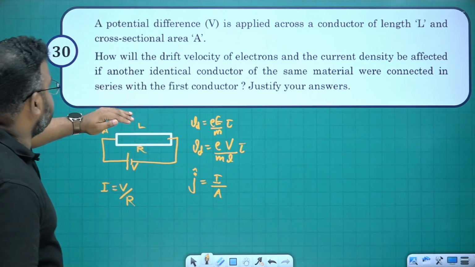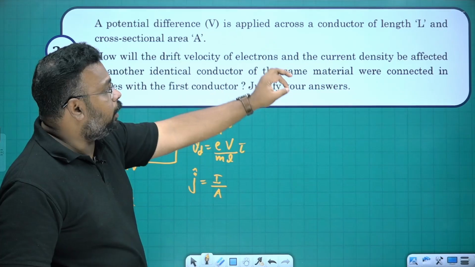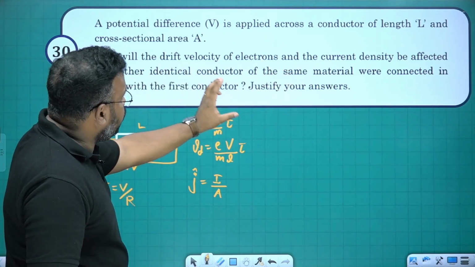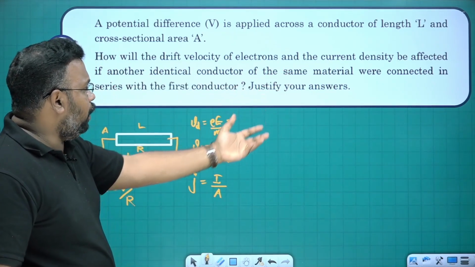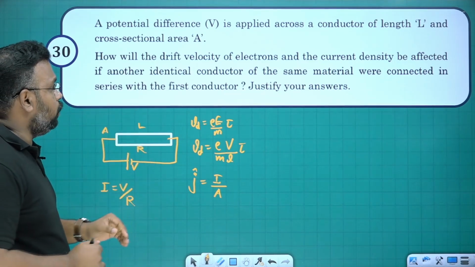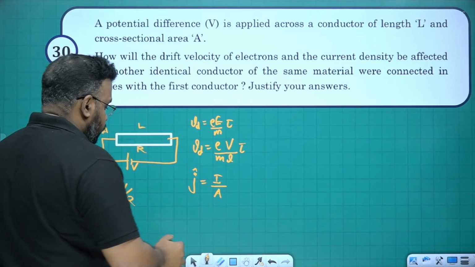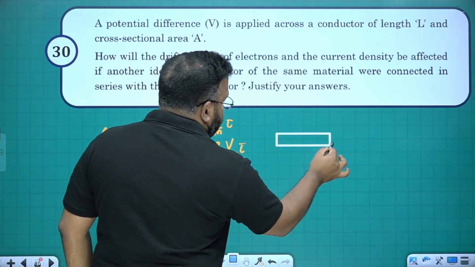Now they are asking how the drift velocity of electrons and the current density will be affected if another identical conductor of the same material is connected in series with the first conductor. The material is the same, and identical means the resistance will be the same. So the situation is changing.